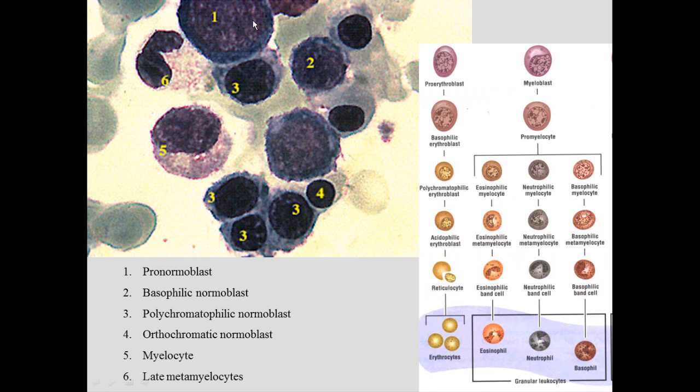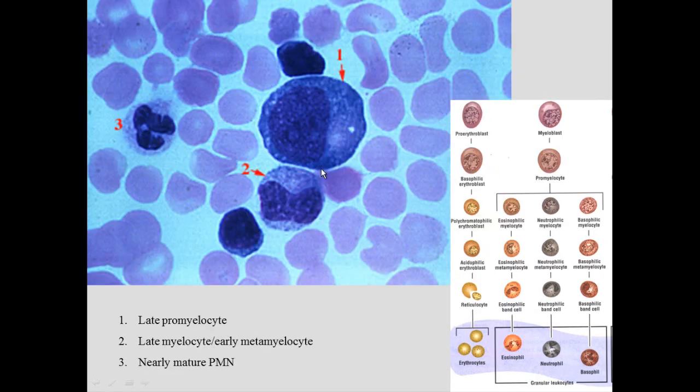Here we can see a pronormoblast, deep blue cytoplasm, typical non-fractured nucleus, a basophilic normoblast in through here. As we can see, polychromatic normoblasts are these guys, which have blue and gray within them as well. The myelocyte and late myelocyte is the granulocytic series. You can see there's some blue cytoplasm in here, but there's also some granules already setting up, and there's mostly mature cytoplasm. Here we see red blood cells that look red.